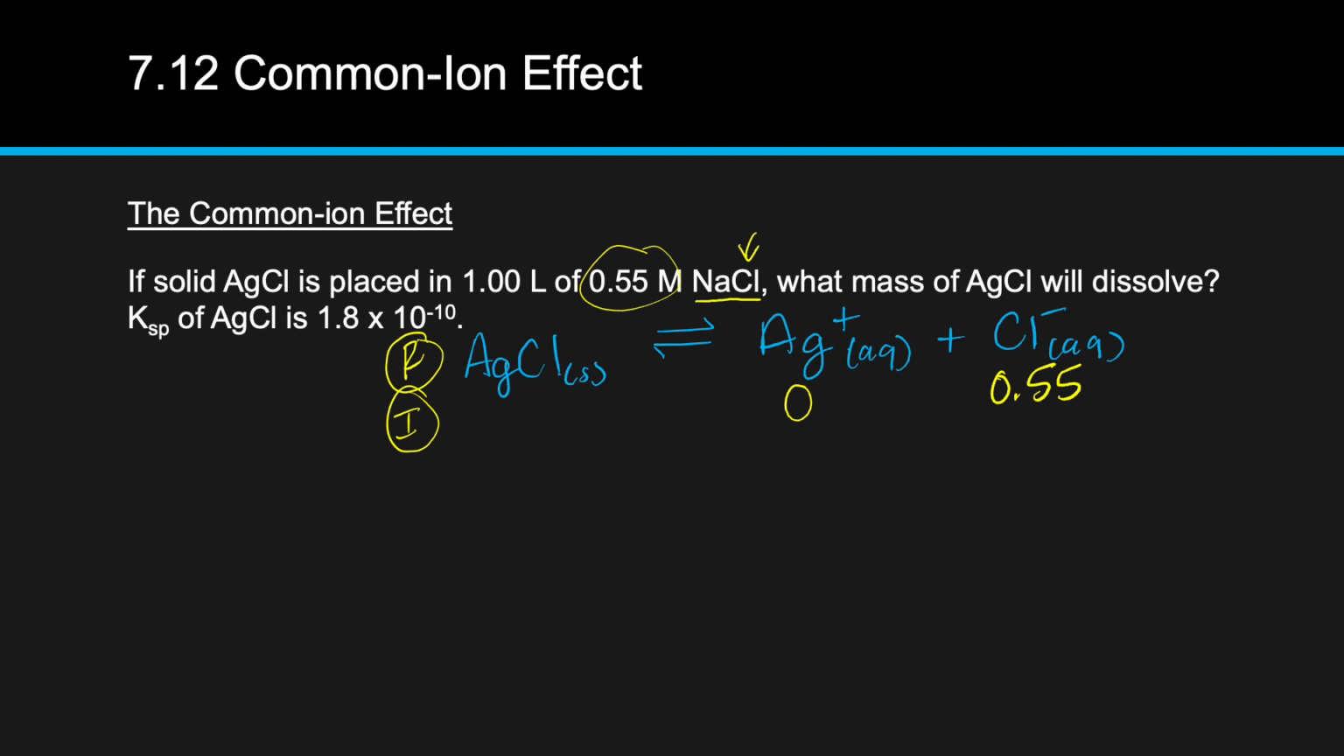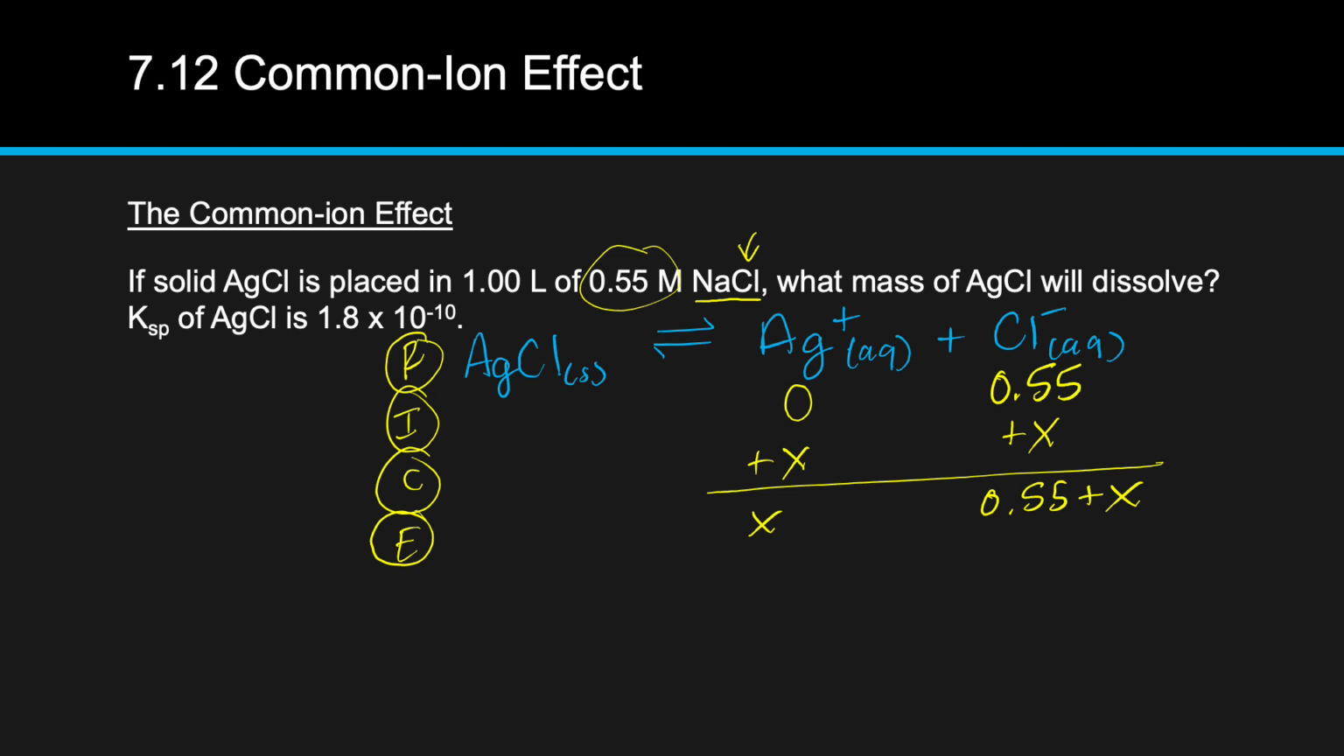Now the change, of course, we're not really using the solid because it's not changing in the equilibrium, but our products are increasing because we are dissolving the AgCl. So this is going to be plus x for the change and plus x for the change. So that's C. Then at equilibrium, I'm going to have x and I'm going to have 0.55 plus x. So now with that information and my Ksp, I can go ahead and solve for my x.